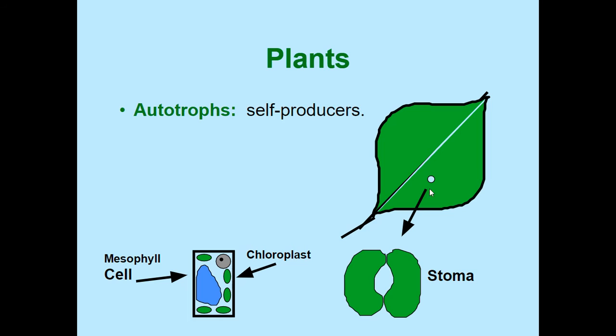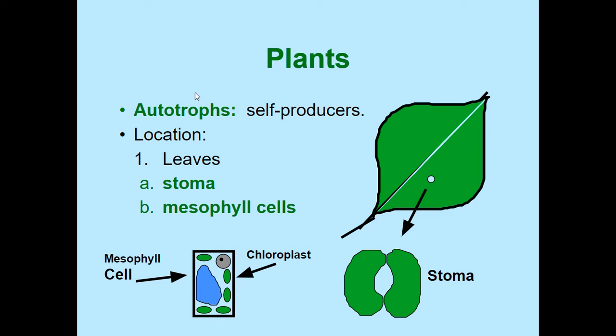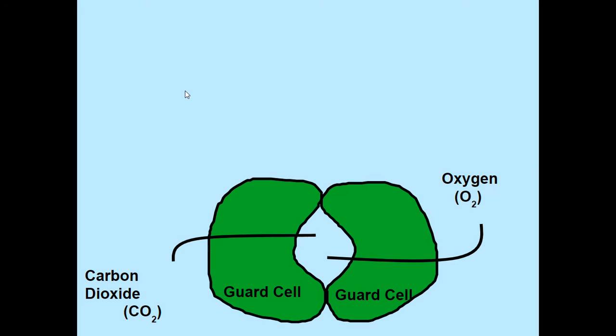Okay. Plants are called autotrophs, which means that they're self-producers. You can see that in the word auto, like automated, which means it itself can make stuff, and trophs is producer, so self-producer. The location is in the leaves at the very basic level, in the stoma, in the mesophyll cells of your plants.